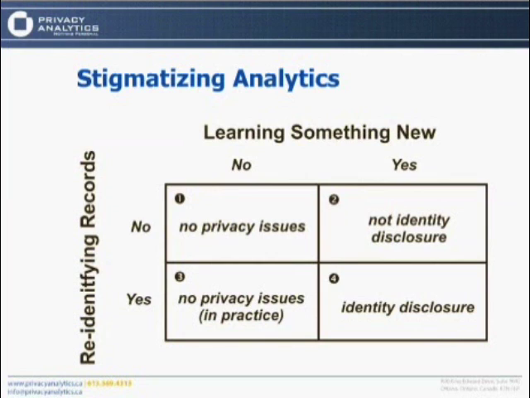And then quadrant 4 is when you learn something new, and of course there's identity disclosure, then that's considered personal health information, and that's a reidentification risk, and therefore you need to de-identify the data. So all this is to say that we are only concerned with quadrant 4, because that's the one where reidentification risk becomes important and where you start applying the standards in the HIPAA Privacy Rule.